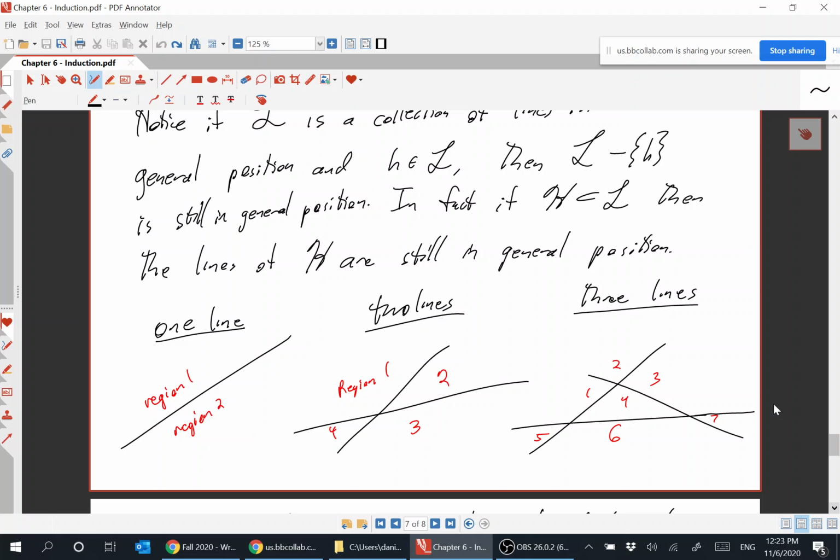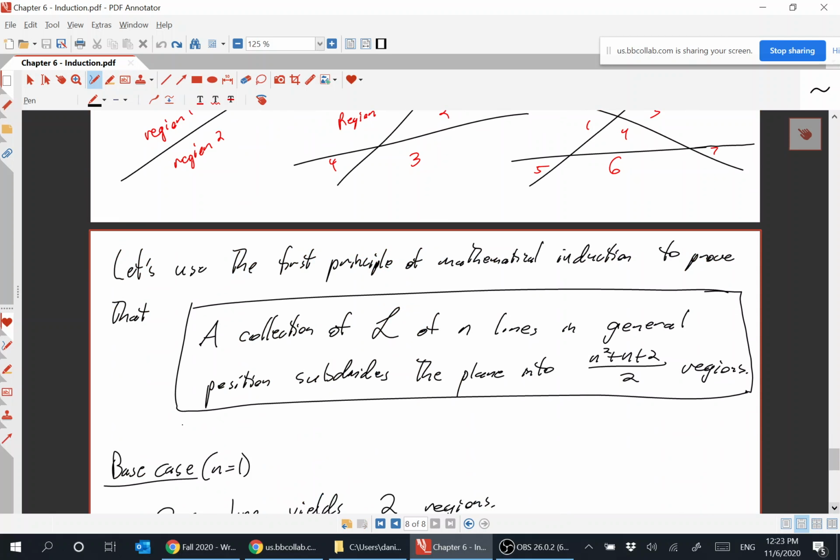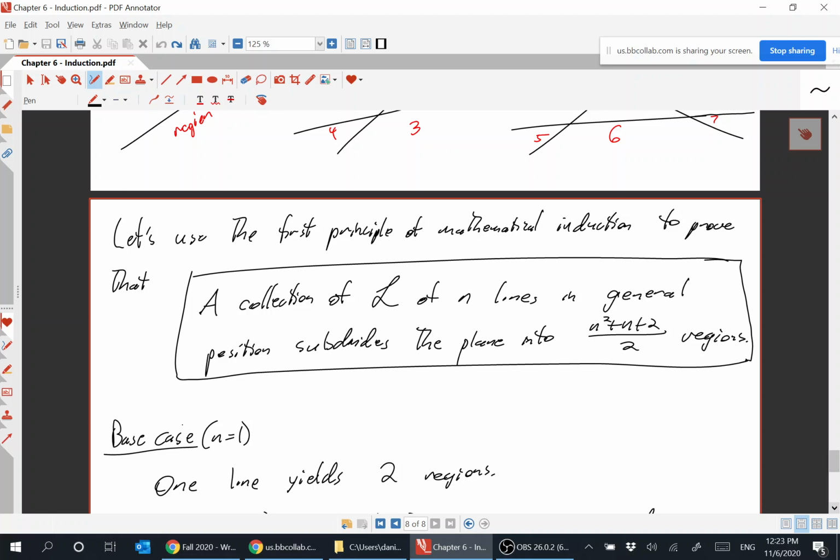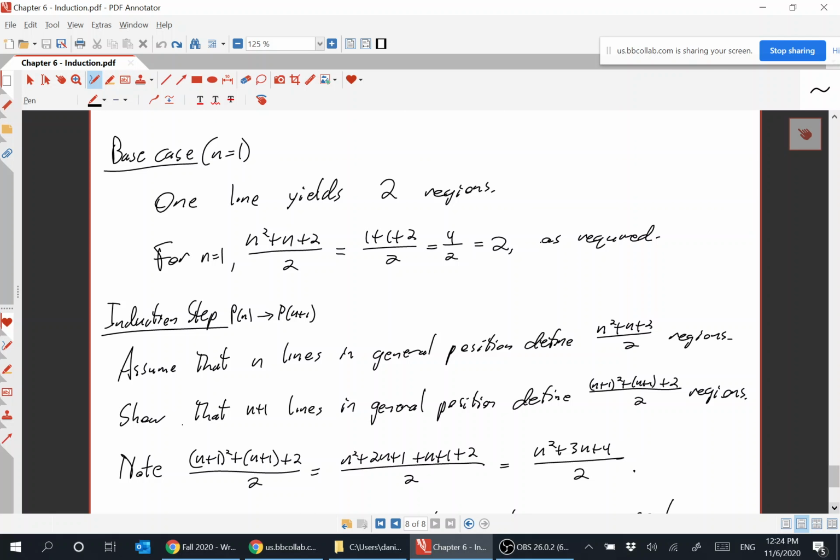And when you put lines in a two-dimensional plane, it creates regions. One line creates two regions, two lines, four regions. Three lines in general position give you 7 regions. If they intersected in the same point, you'd have 6 regions. And the theorem is that n lines in general position always subdivide the plane into that many regions.